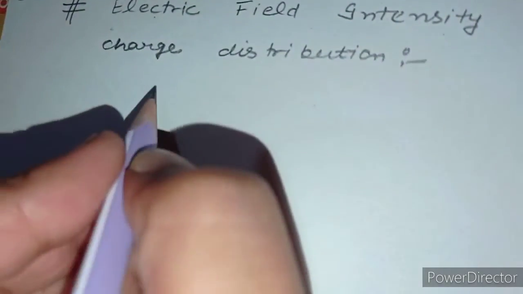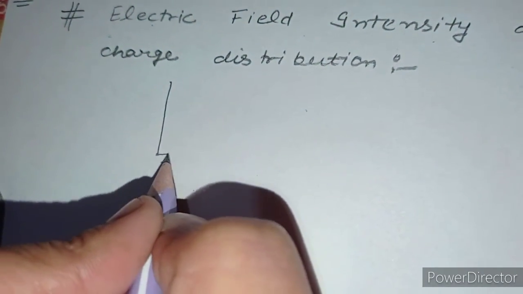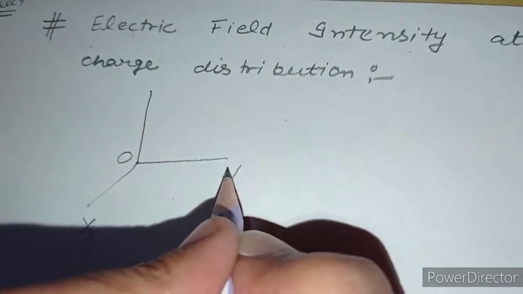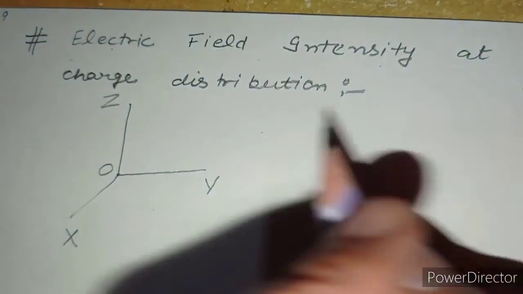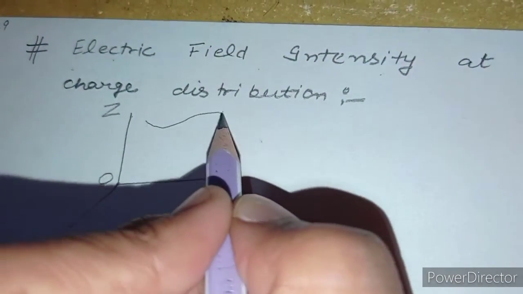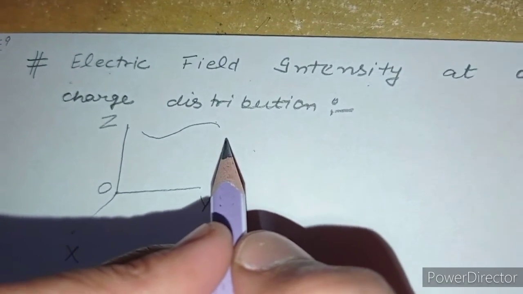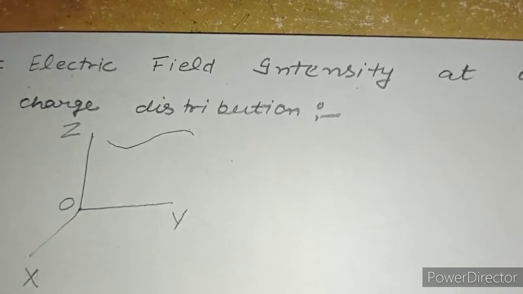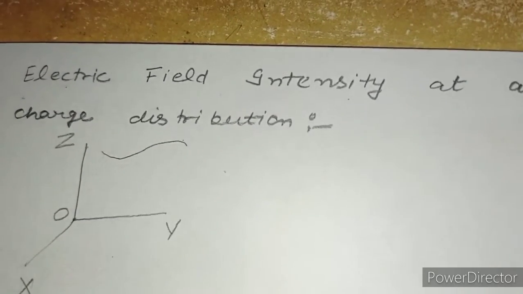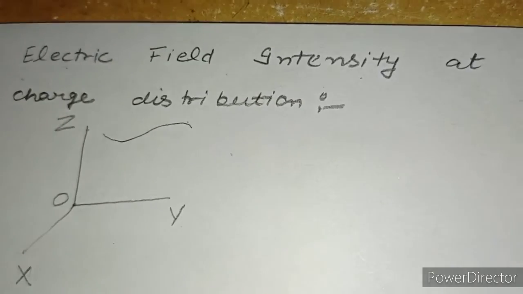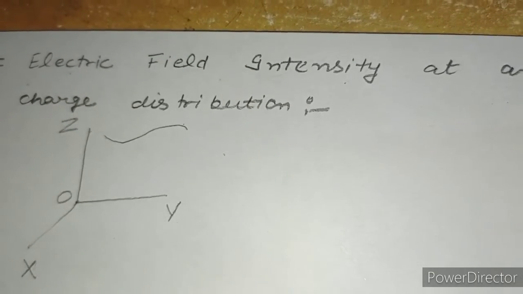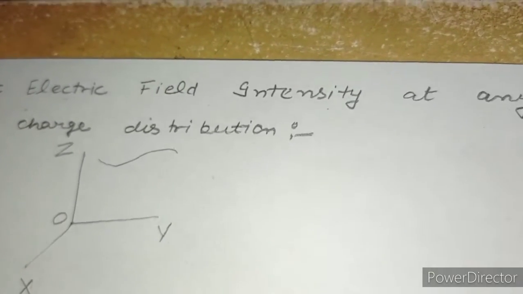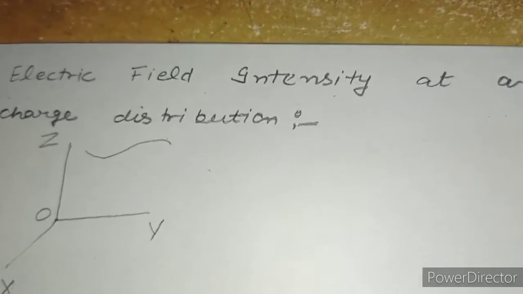Firstly, we will draw the diagram. This is the three-dimensional diagram with x-axis, y-axis and z-axis. Suppose here is the continuous charge distribution. In the previous lecture you studied that continuous charge distribution is of three types: linear charge distribution, surface charge distribution and volume charge distribution. Firstly, we will derive the expression for electric field intensity at any point due to linear charge distribution.